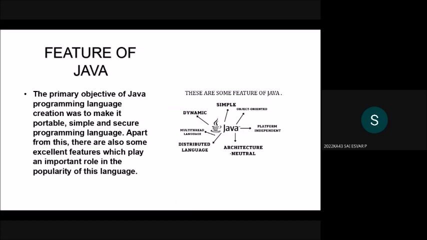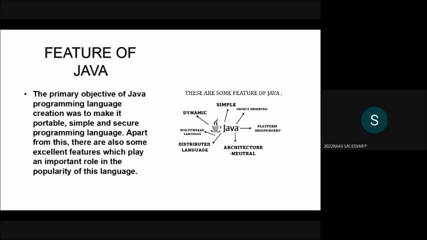Simple. Java syntax is based on C++. Java has removed many complications and rarely used features, for example, operator overloading. There is no need to remove unreferenced objects because there is automatic garbage collection in Java.